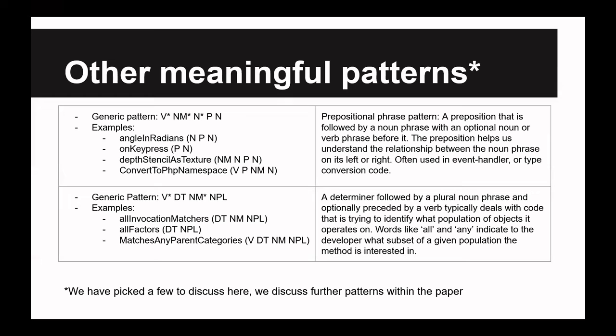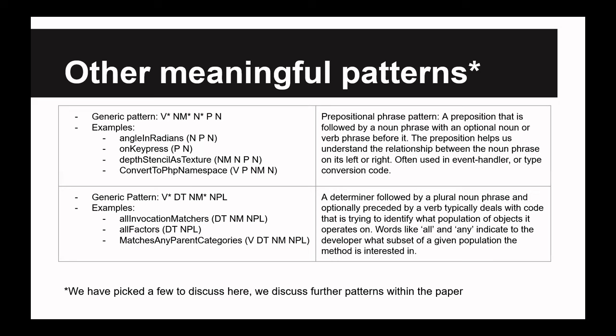In addition to the most frequent patterns, we wanted to explore the diversity of grammar patterns that we found. On this slide, we present a few of these patterns that, while not the most frequent, were nevertheless seen in multiple systems and representative of different types of code behavior. The first pattern is a prepositional phrase pattern with an optional noun or verb phrase preceding it. Based on our data, prepositions are typically used to understand the relationship between the phrase on the left or the right of the preposition.